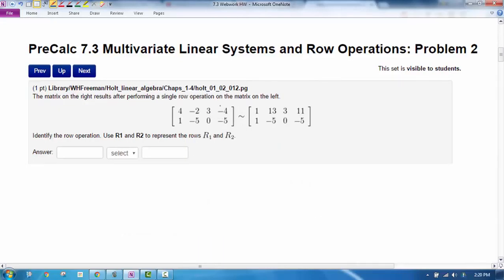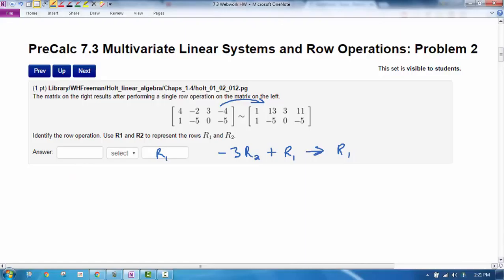Okay, the next problem wants us to go from this matrix to reduce it to this one, and it's asking to identify the row operations that get us there. Well, I can see that we're going to multiply row 2 by negative 3, and we're going to add it to row 1, and we're going to put that in row 1. So that's what we need to write there. I think we use this here, and then we put R1 here.